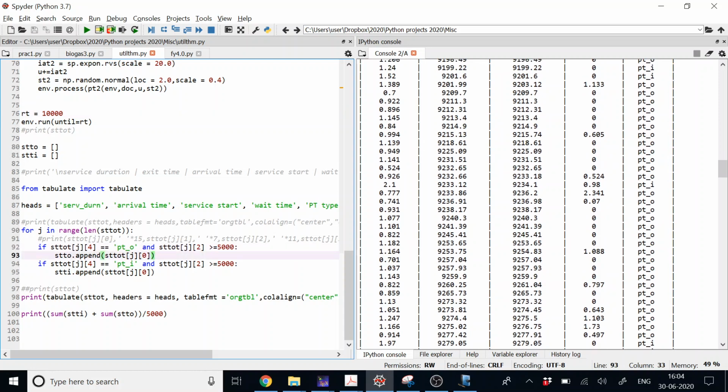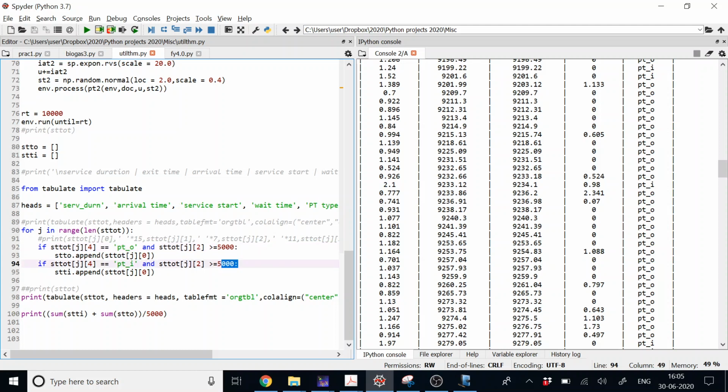So what I do now is, one of the things that I'm interested in is I want to understand what the utilization of the server is. But typically, as we discussed in queuing systems, when you talk about the behavior of queuing systems, you want to figure out what the steady state behavior is. So I assume that after 5,000 time units, the system hits steady state, and I start collecting outputs only after 5,000 time units have passed.